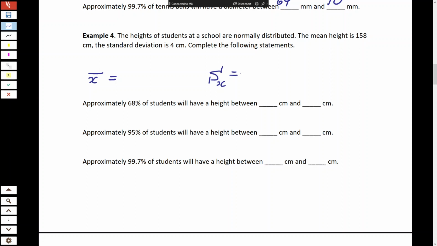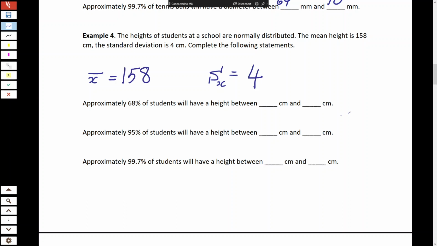All right, guys, let's bring it back. So let's start with the 68% case. When I'm dealing with 68%, how many standard deviations do I need to go away from the mean? 1 standard deviation. So what should I do? What number should I add or subtract? 4. Because the standard deviation, Sx, is 4, and the mean is 158.